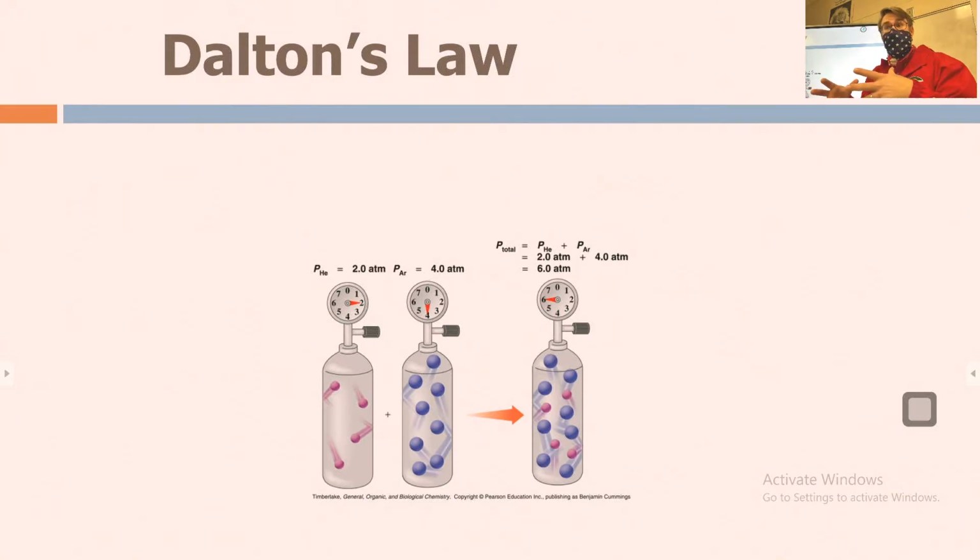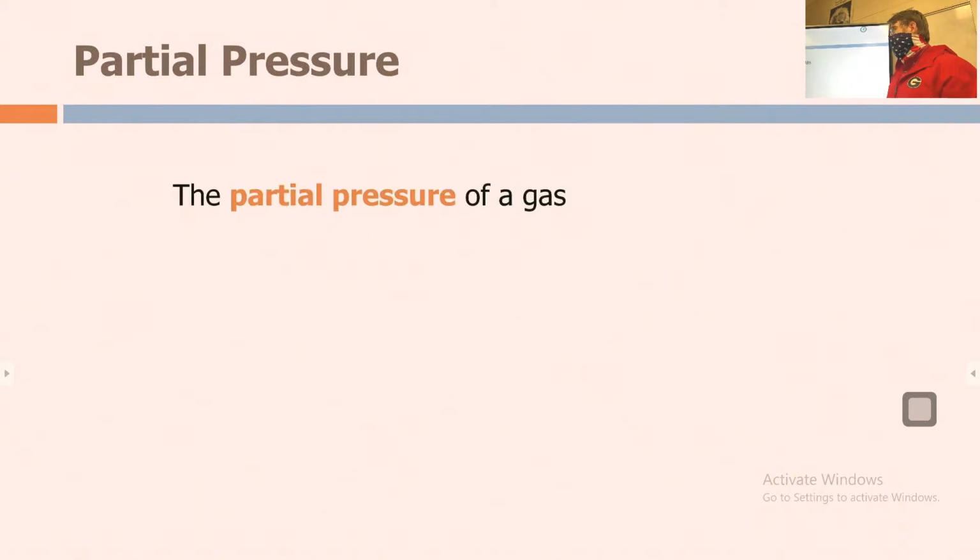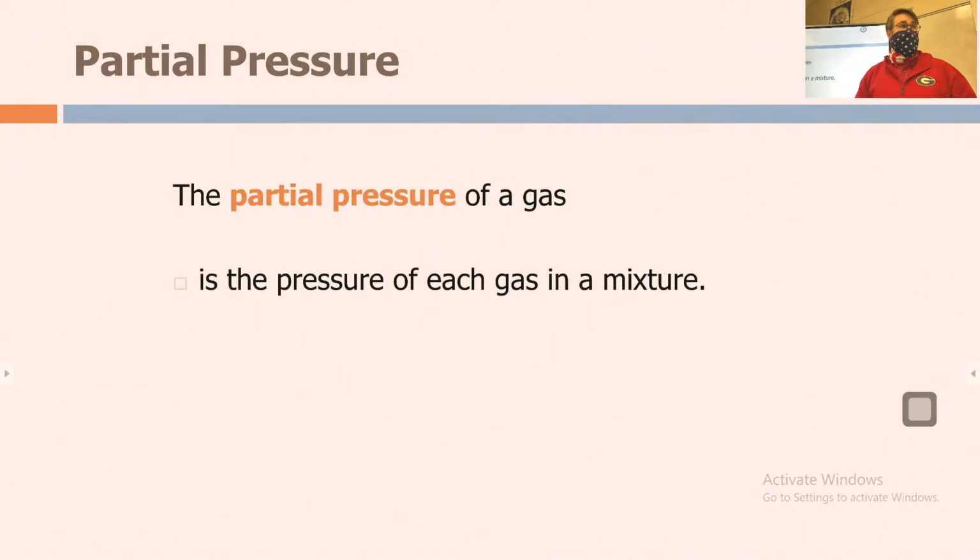Isn't that shocking? You put two gases of their own independent pressures together and they maintain their independent pressures, but they add up as a total. It's not shocking really, but this is called partial pressure. Everyone say Dalton's law of partial pressure.